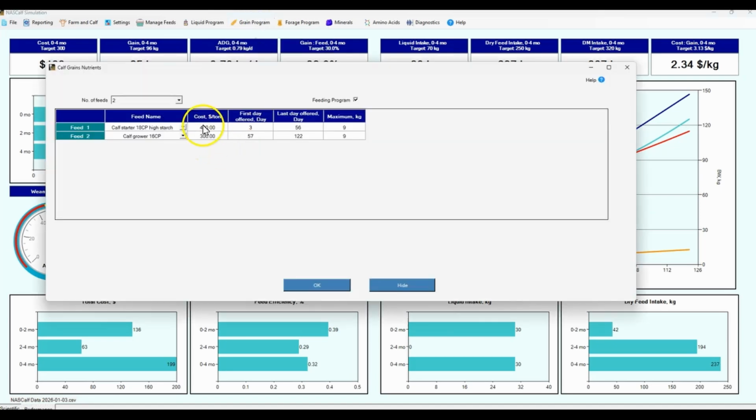I'll set the starter price at $450 per metric ton and the grower at $300 per metric ton. Starter feeding begins on day 3 and ends on day 60, while grower begins on day 50. This creates a 10-day overlap where both feeds are offered, and NASCAF assumes they're fed on a 50-50 blend basis, an easy way to manage a starter to grower transition.